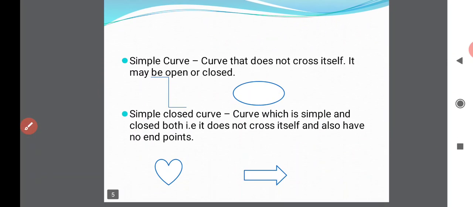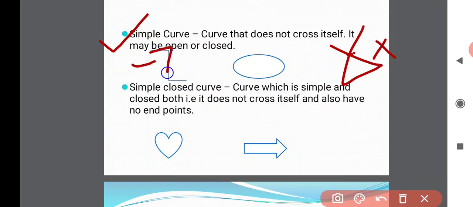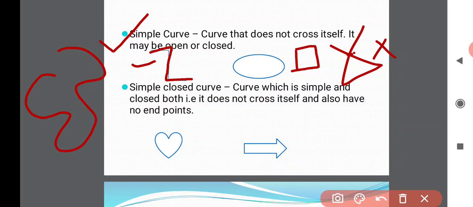Third type is simple curve. Simple curves are those which do not cross themselves. Suppose your curve is like this. Now you can see here they are crossing each other at this point, so it is not a simple curve. A simple curve does not cross itself. Here you will see this curve is not crossing itself, so it is a simple curve. Another you can see, and also suppose if I am drawing this, again it's not crossing itself. If I am drawing something like this, again it's not crossing itself, so it is also a simple curve.